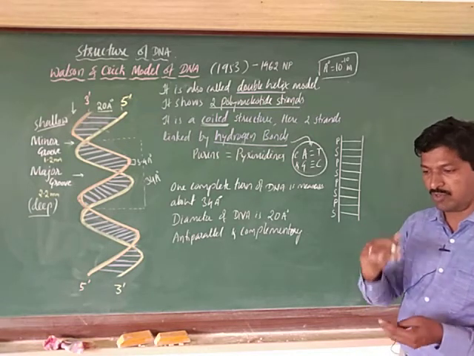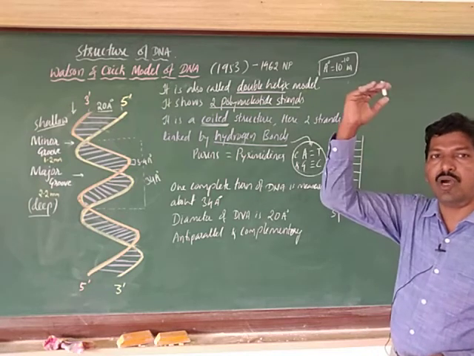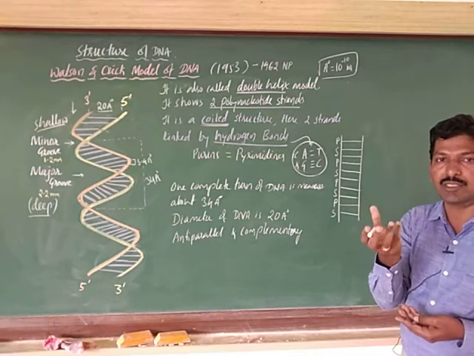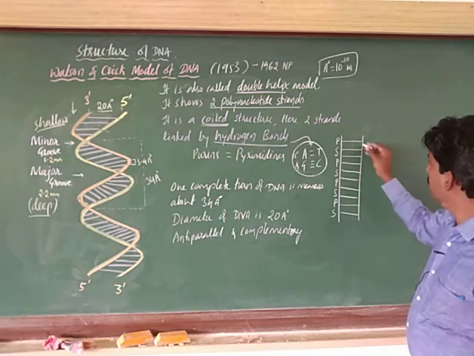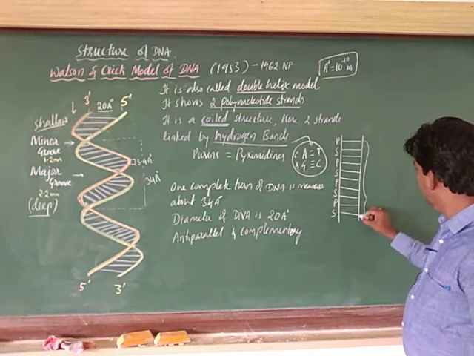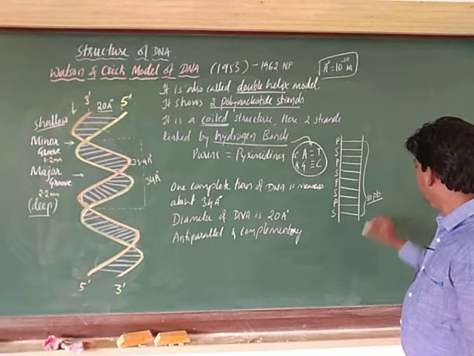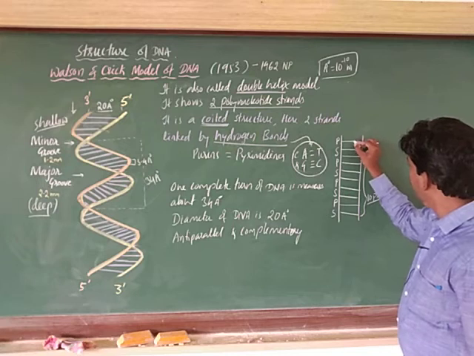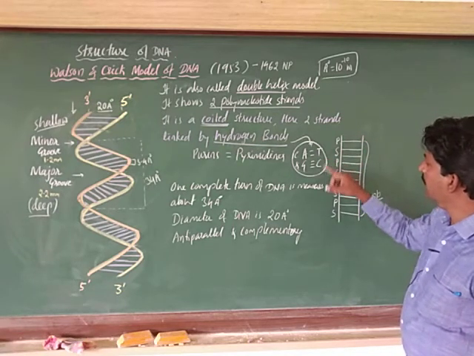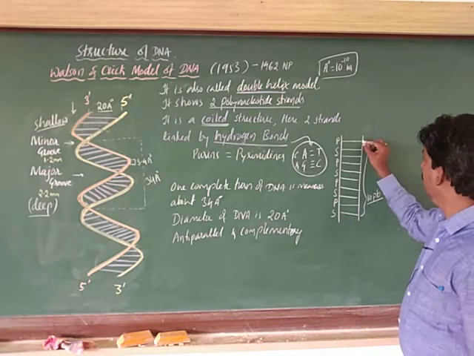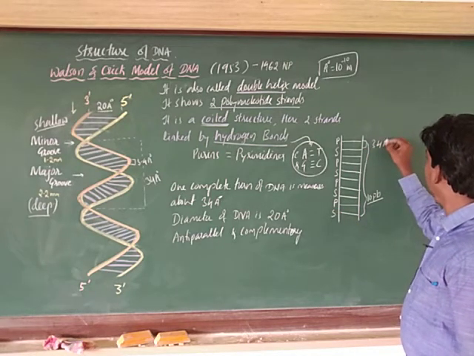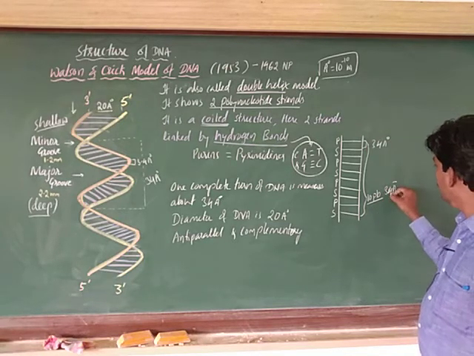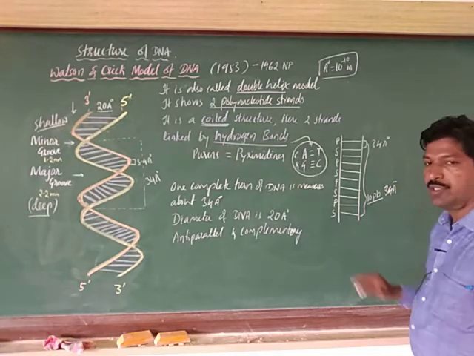Okay. So you can also compare it to a spiral staircase. From the same position, when you go up to the same position, that is called one complete turn, 360 degrees. One complete turn has 10 base pairs. 10 base pairs are required to make a complete turn, and between two adjacent nitrogen bases it is 3.4 angstrom, so for 10, that is 34 angstrom. Okay, 34 angstrom is there.